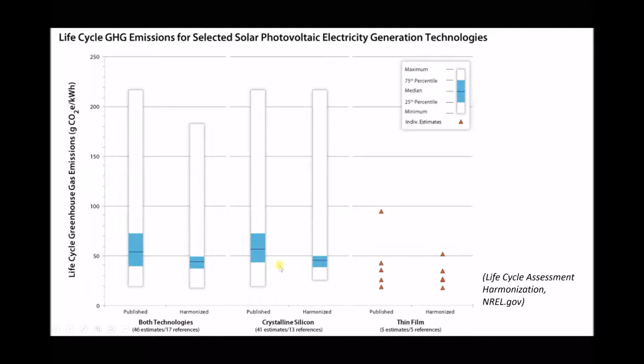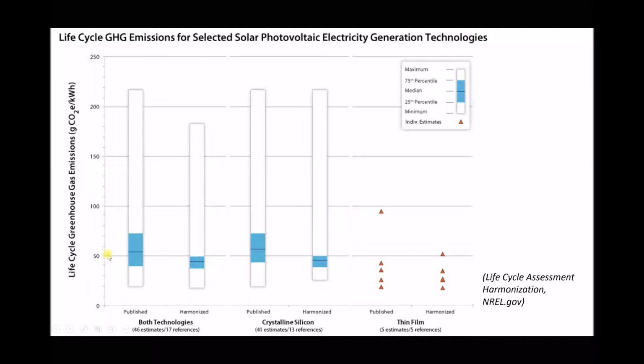This diagram looks at our different solar energy technologies. We have the crystalline silicon technology, which uses a silicon semiconductor, and we have another technology called thin film. But what we see here is the amount of carbon dioxide produced per kilowatt hour of electricity is around 55. Now recall that for wind it was roughly 12. So in actual fact, the amount of carbon dioxide produced by a solar power plant is roughly 4 to 5 times more than for a wind farm.